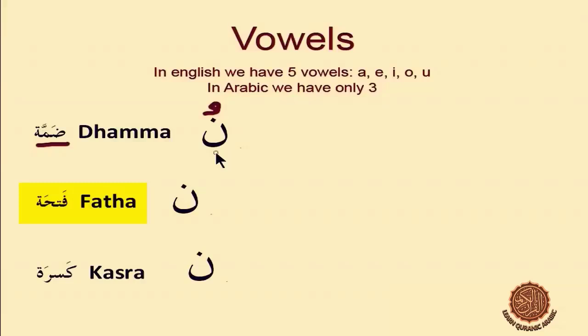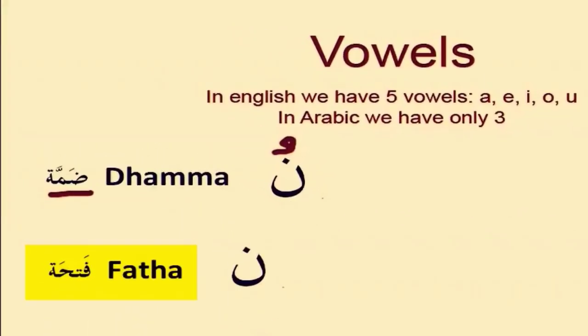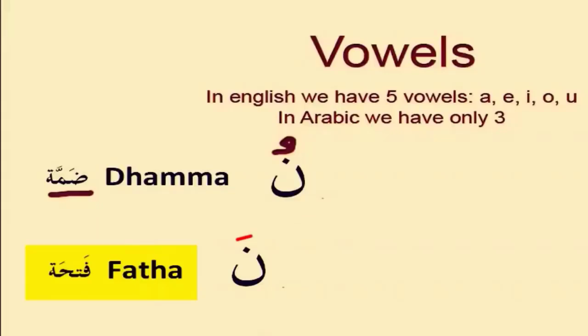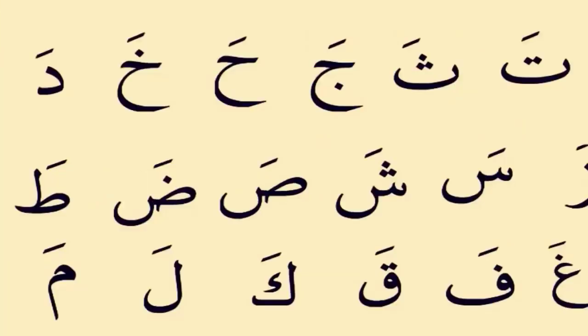Now secondly, we have the Fatha, and the way this is written is like a slanted line on top of the letter. And this haraka, or this short vowel, has the A sound. The way we would pronounce the Noon with the Fatha would be Na.